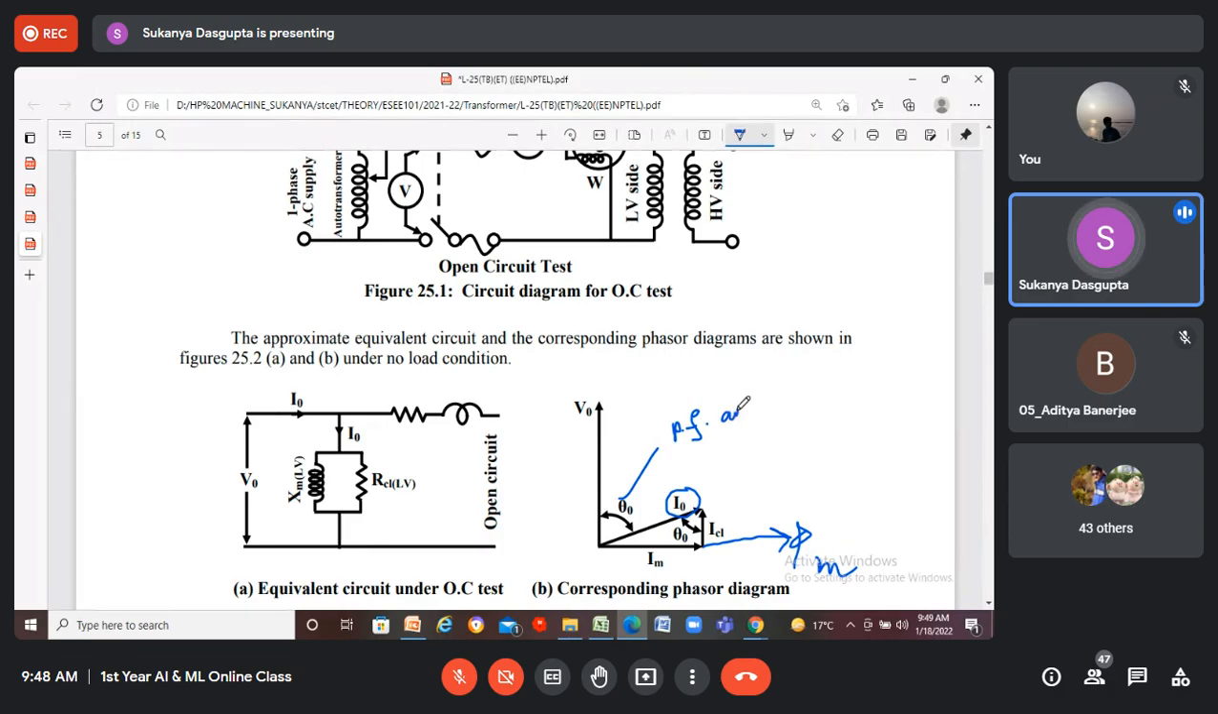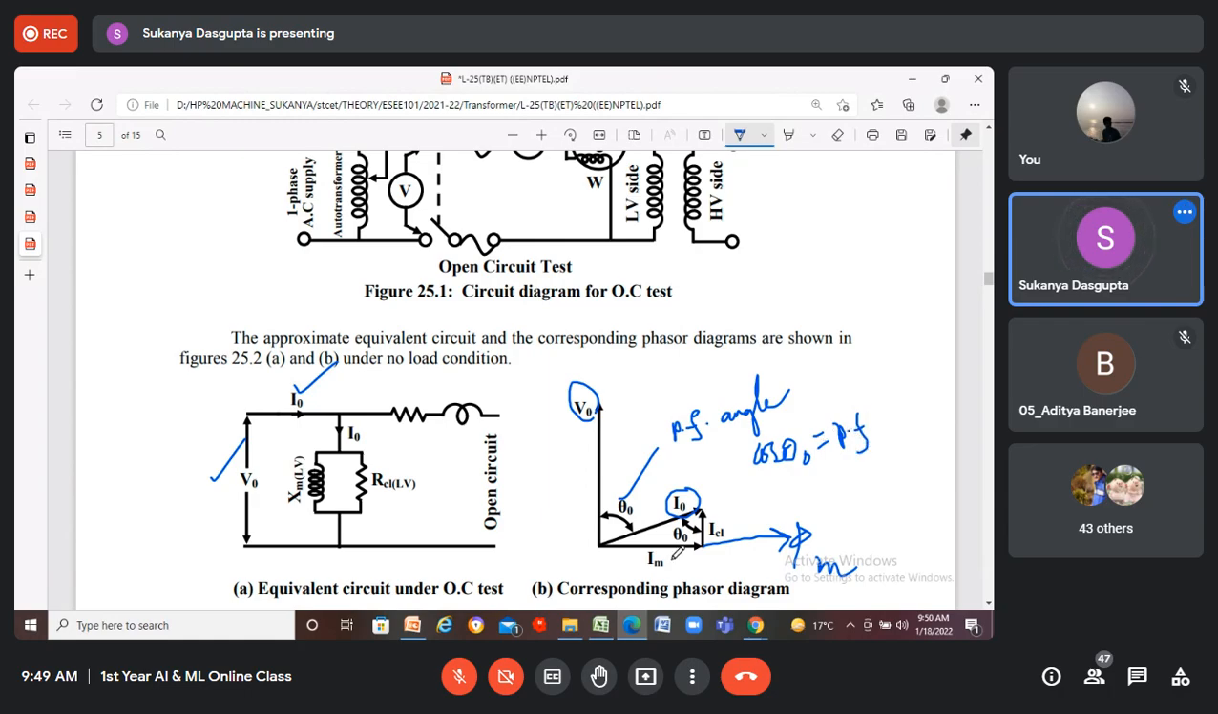Right? Here, what is the input voltage during the no load operation, during the open circuit test? Input current is I naught, and what is the input voltage? It is V naught. Look at the equivalent circuit. This is the input voltage. This is the input current. So the angle between these two quantities is known as the power factor angle. And cosine of this theta 0 is called the power factor. This is called the power factor of the circuit during the no load operation.